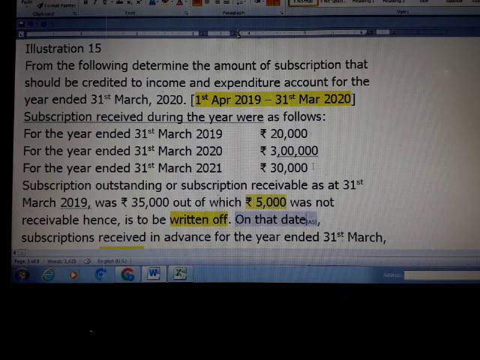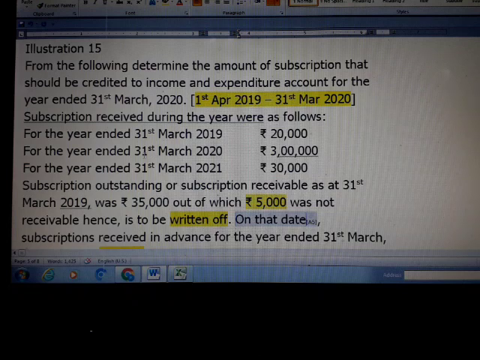They have given you the breakup of the subscriptions. The subscription received during the year with the breakup. So overall subscription which you received is 20,000 plus 3 lakhs plus 30,000. That is altogether 3,50,000 rupees. But they have given you the breakup, which means during the year 1st April 19 to 31st March 20, you have received subscription pertaining to the previous year, that is 31st March 2019, worth rupees 20,000.